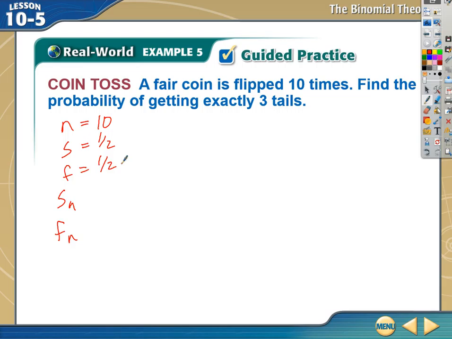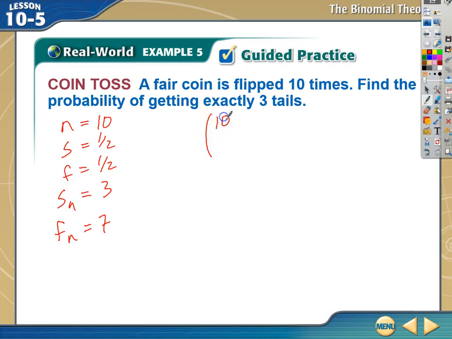And they want exactly 3 tails. So what is my success like? Okay, number of successes. My number of successes is 3. And then finally, my number of fails. How many fails am I going to get? Well, if that's the case, I'm going to get 7. All right. So then what do I do from here? Well, from here, I just set it up, right? I just do what I said.